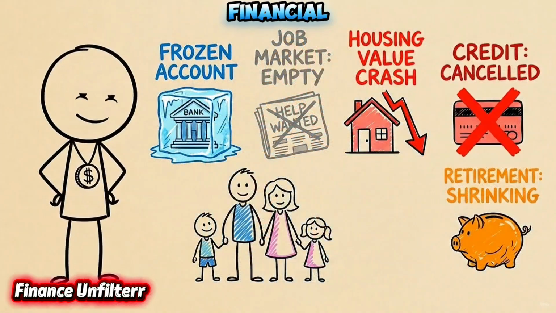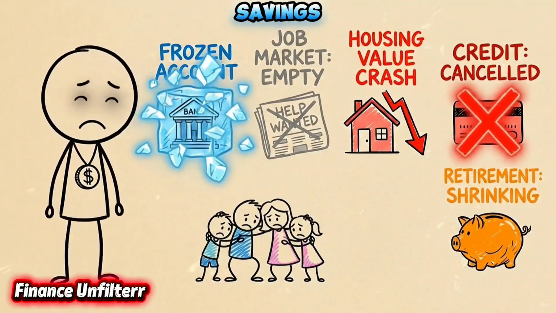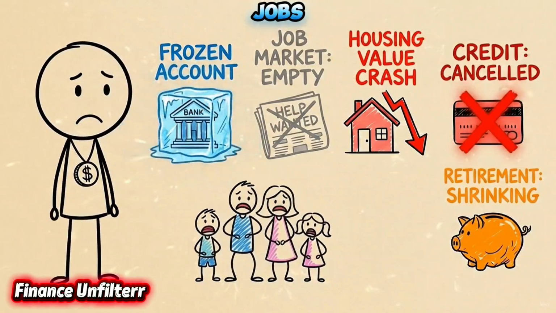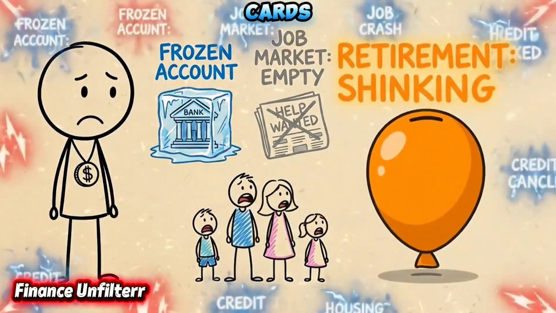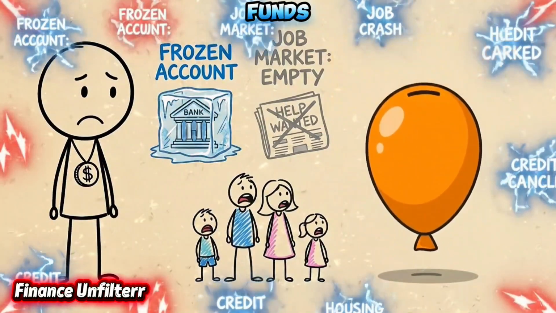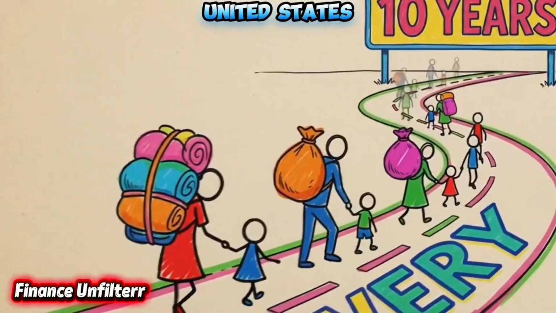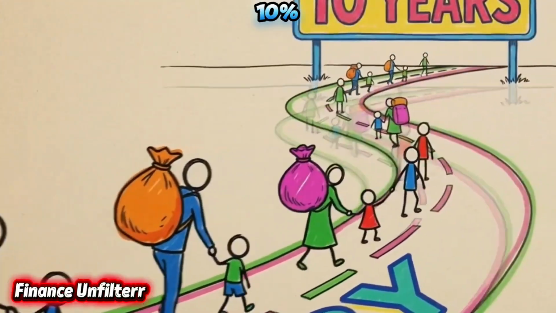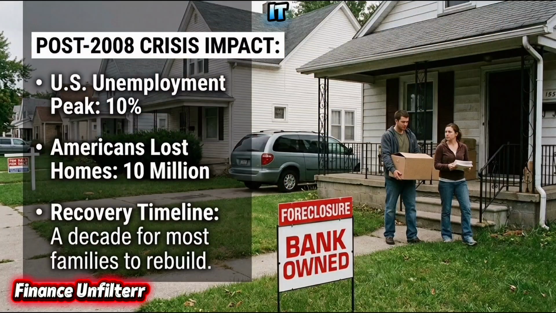What does a financial crisis actually feel like for ordinary people? Savings accounts freeze, jobs disappear, home values collapse, credit cards get canceled, retirement funds shrink. After the 2008 crisis, United States unemployment peaked at 10%. 10 million Americans lost their homes. It took most families a decade to rebuild what they lost.